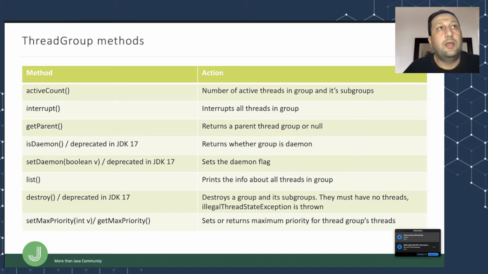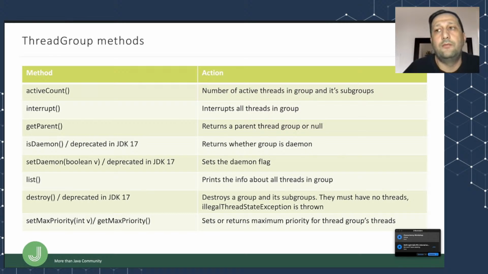It also has the isDaemon method, as you can see, but it's deprecated in JDK 17. It returns whether the group is a daemon or not. It's a boolean. And we can also have setDaemon, which is also deprecated in JDK 17. And we have the list method in ThreadGroup, which prints information about all threads in the group. Also, we have the destroy method, which is deprecated in JDK 17. And this method, as you can see, destroys a group and its subgroups.